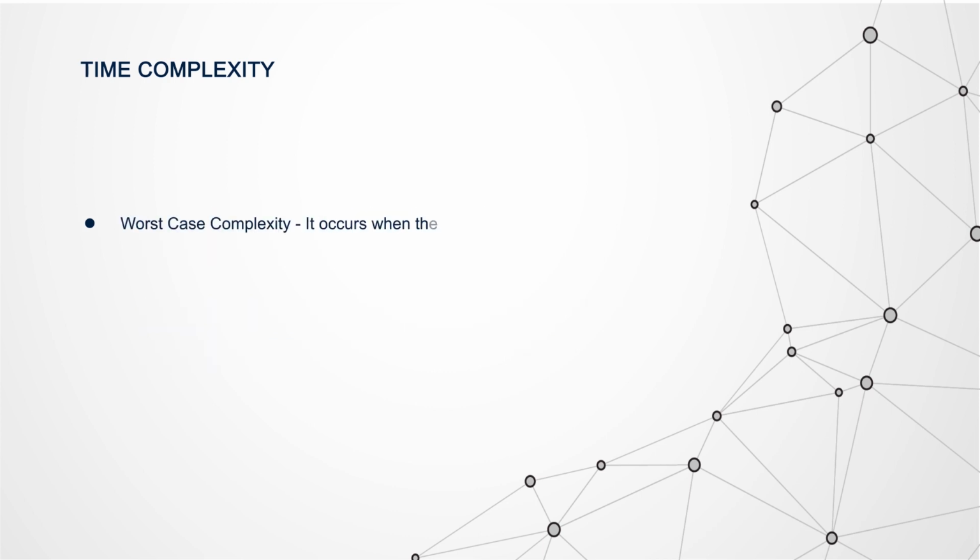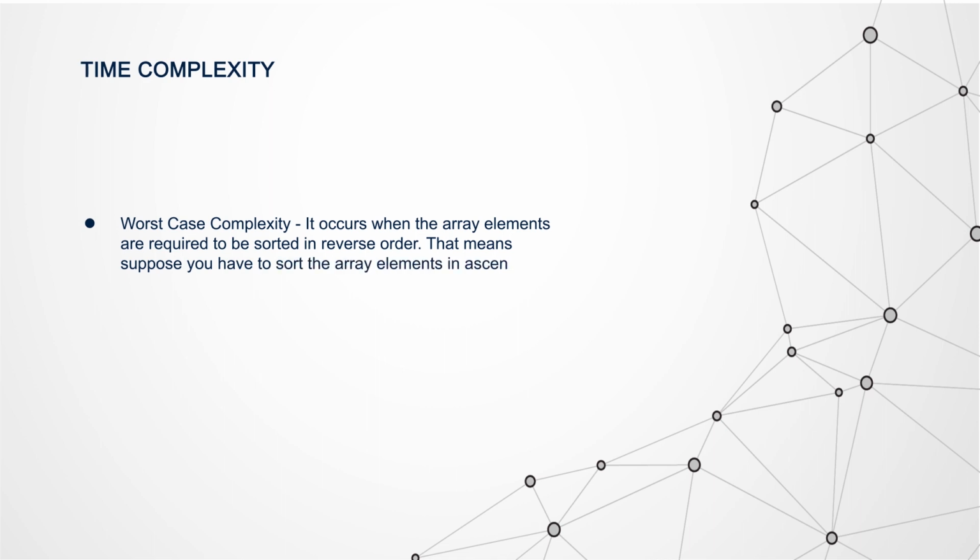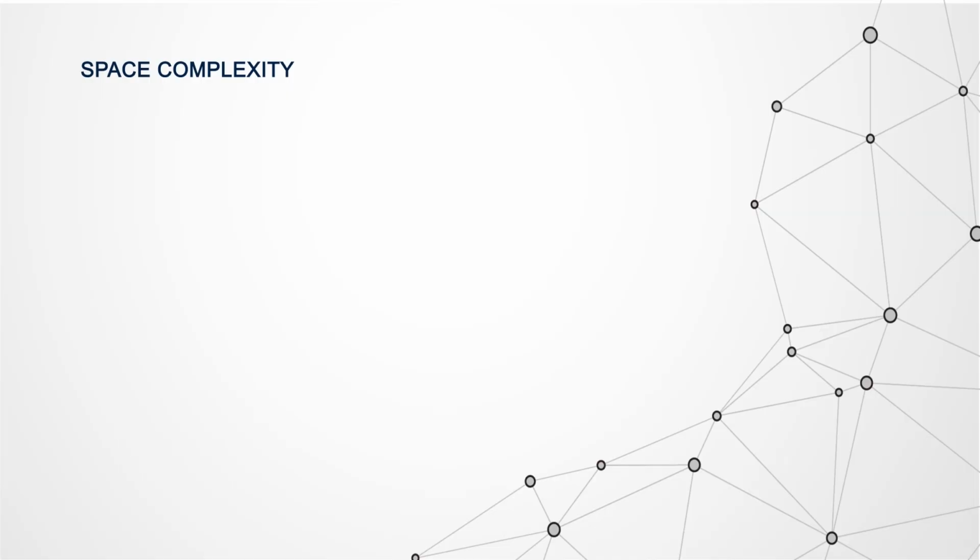Worst case complexity occurs when the array elements are required to be sorted in reverse order. This means suppose you have to sort the array elements in ascending order, but its elements are in descending order. The worst case complexity of bubble sort is order of n square. Now we will talk about the space complexity. The space complexity of bubble sort is order of 1.